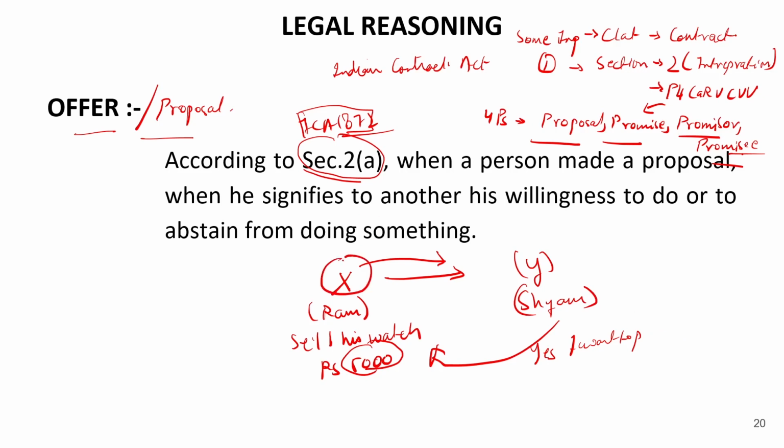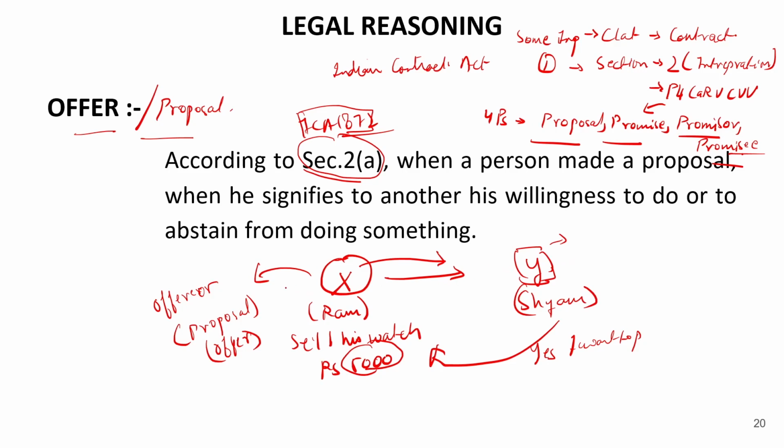So here X is the offerer who is giving a proposal or offer to Y. So Y is a person to whom the offer was made by X. So we have understood that whenever we are talking about any sort of proposal that has been given by any person, that particular person becomes the offerer, and the person to whom it has been made.